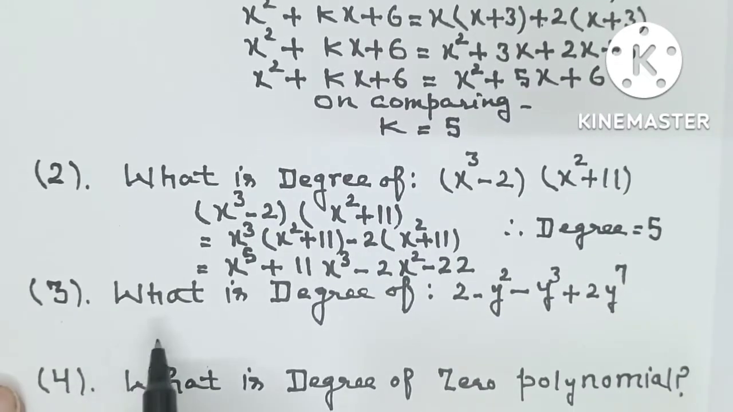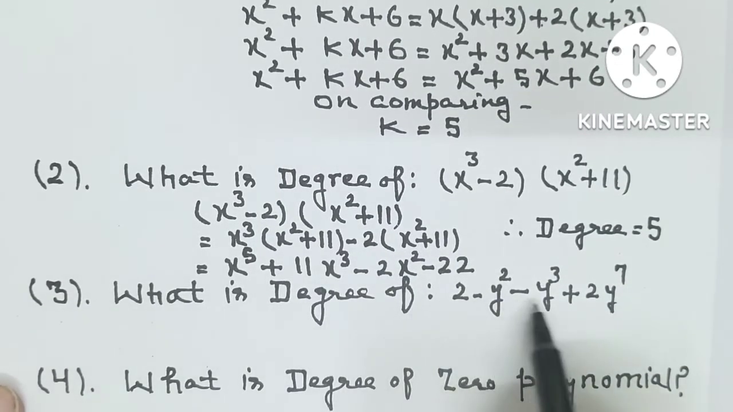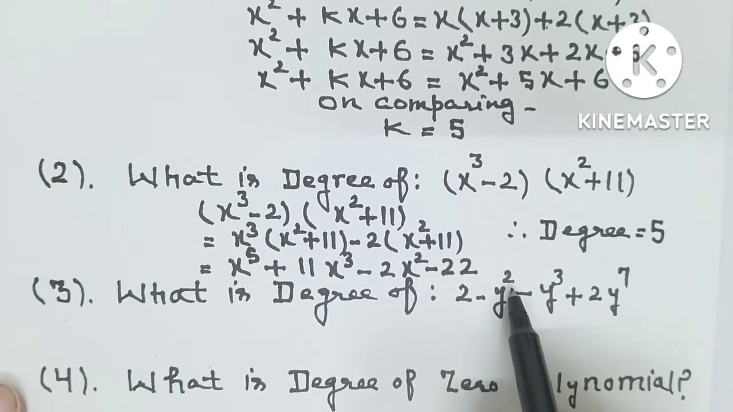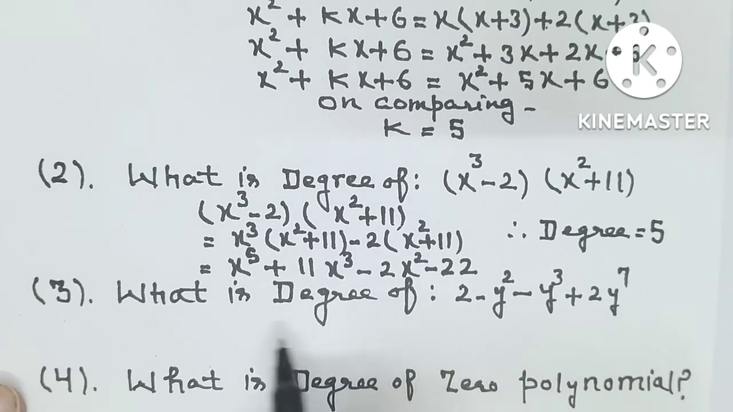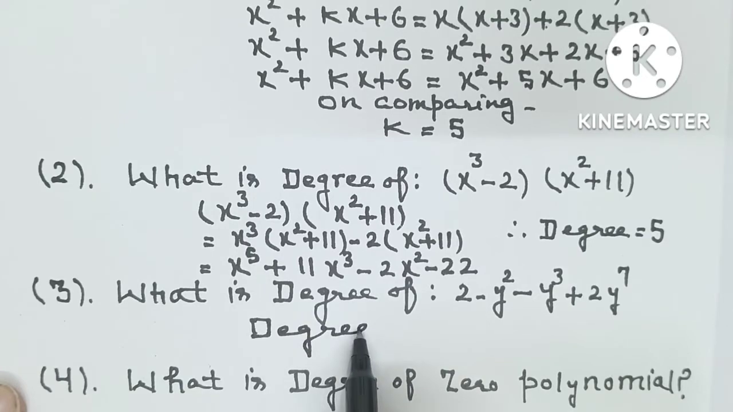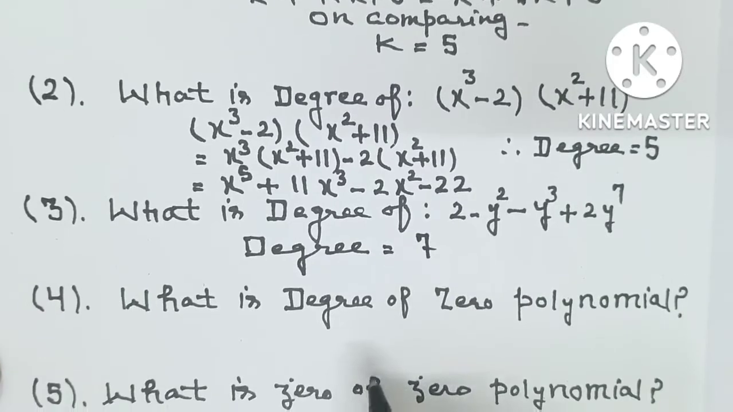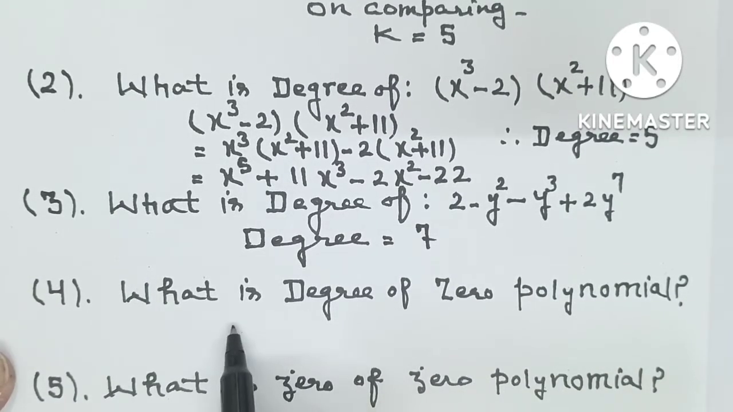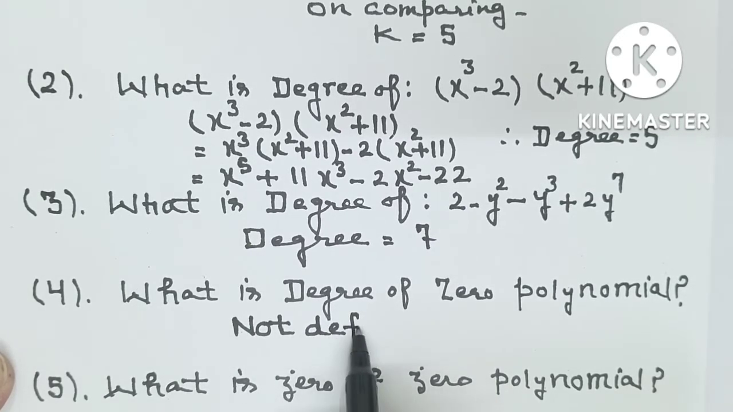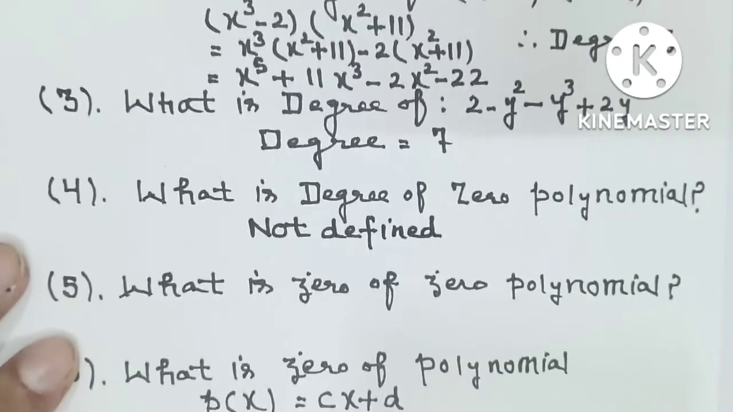Now the next question: what is the degree of this polynomial? So you can see here 2 is a constant polynomial. Here degree is 2, here is 3, here is 7. So highest power is called degree. So degree of this polynomial will be 7. Now, what is the degree of 0 polynomial? So degree of 0 polynomial is not defined. So whenever such a question comes in the exam, you can write that degree of 0 polynomial is not defined.